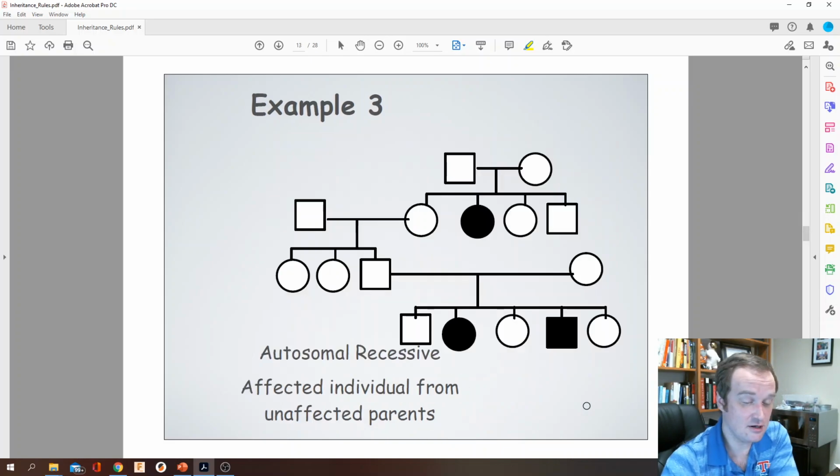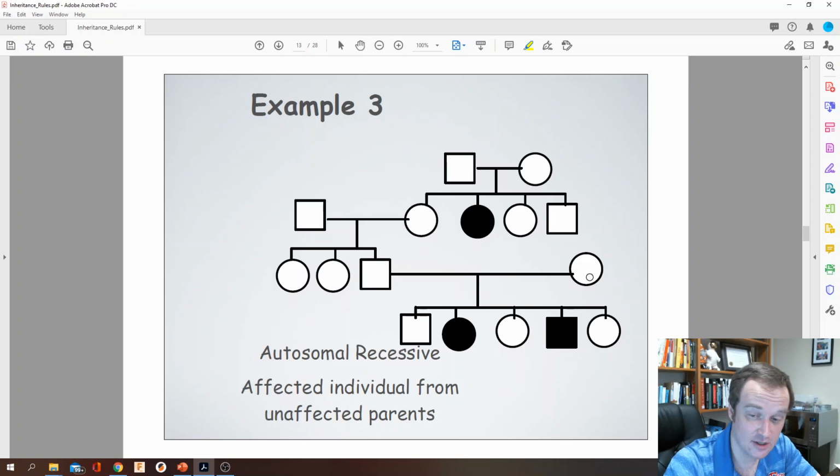The next one here is autosomal recessive. The X-linked ones are a little more rare. The autosomal ones are a lot more common. So autosomal recessive, it skips a generation. And if you have it, you could get it from unaffected parents.